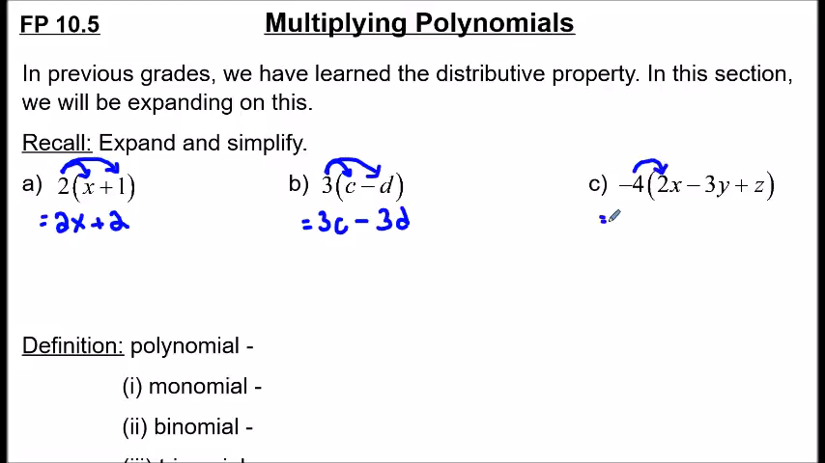So following that same pattern on my third one, I'm going to have negative 4 times 2x is going to give me negative 8x. Negative 4 times negative 3y is going to give me a positive 12y, and negative 4 times positive z is going to give me negative 4z.